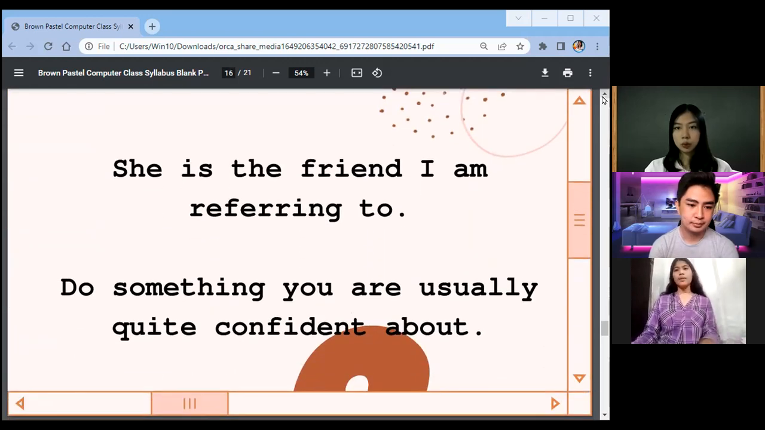Okay. Mr. Castro, please read the following sentences and identify the prepositions. The first sentence is "She is the friend I am referring to," and the preposition used is the word "to," while in the second sentence, "Do something you are usually quite confident about," the preposition used is the word "about." Okay. So, as the rule states itself, for prepositions at the end of the sentences, we just need to look at the end of the sentences and we are going to find the prepositions used. Let's have our next slide, please.